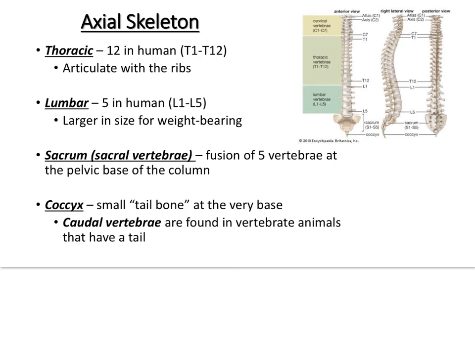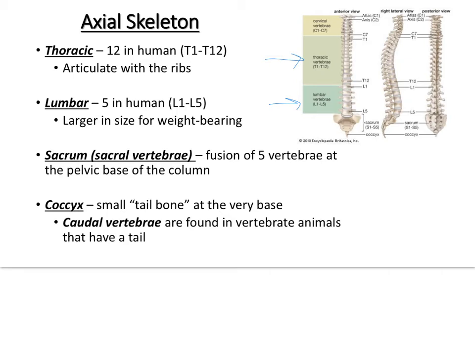Now the second group of vertebrae, the next 12, are referred to as the thoracic vertebrae, T1 through 12. This is where your ribs would articulate, so this is kind of up in your chest region. Then you have a lower group of 5 vertebrae called the lumbar vertebrae. The lumbar vertebrae are really thick and solid, and they're bigger because they bear most of the weight of your upper body.